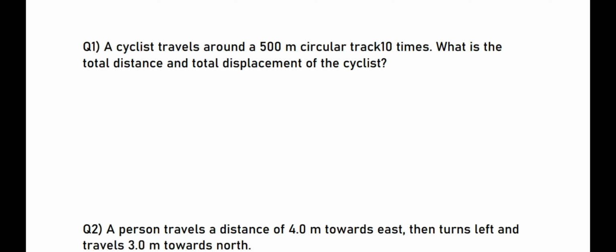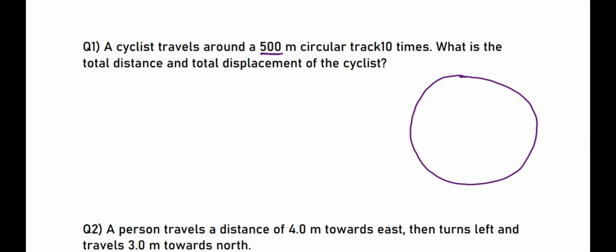The cyclist is traveling in a circular track. Assume that this is a circular track. And what is the circumference of this circular track? The circumference of the circular track is 500 meters. So, once he completes one circular track, he will travel 500 meters.